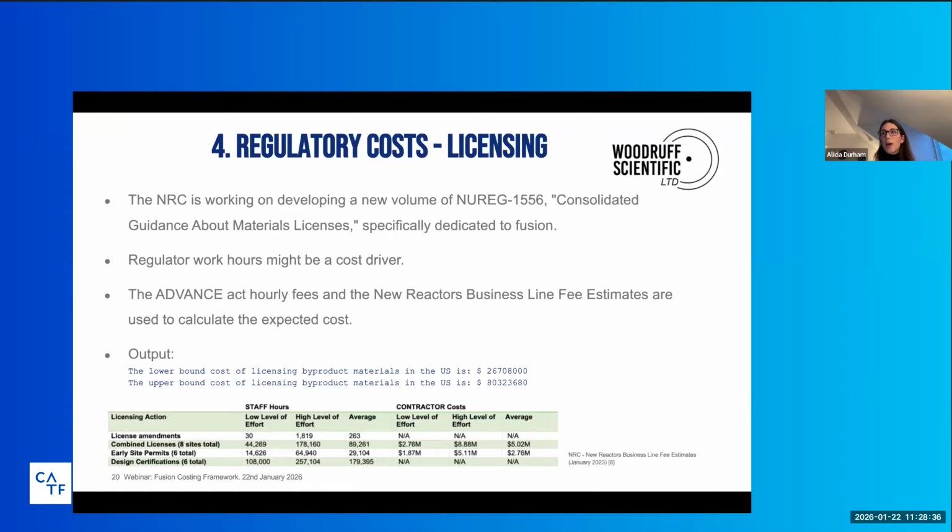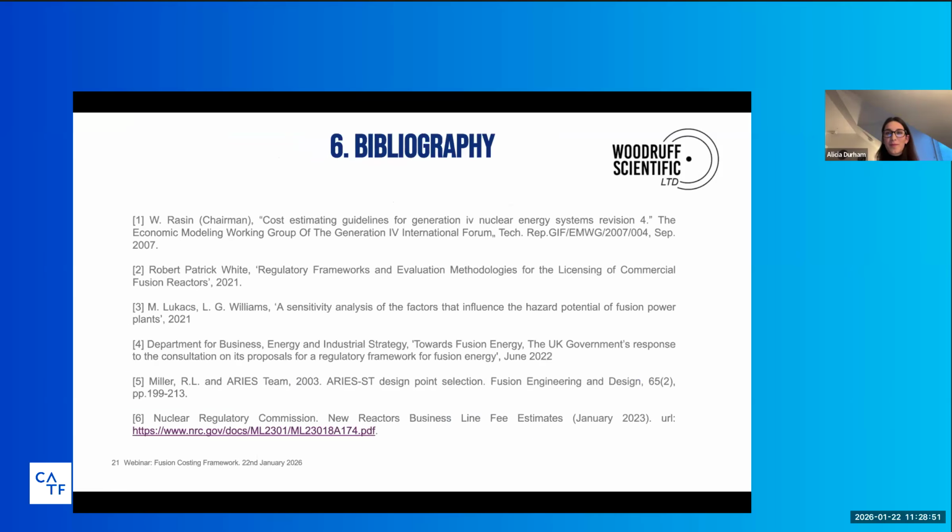So this is how we captured some of the costs for safety. There's other aspects, but these are probably the more relevant and new ones. So that's all. Thank you.